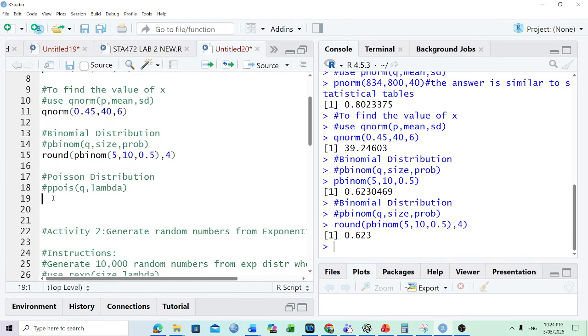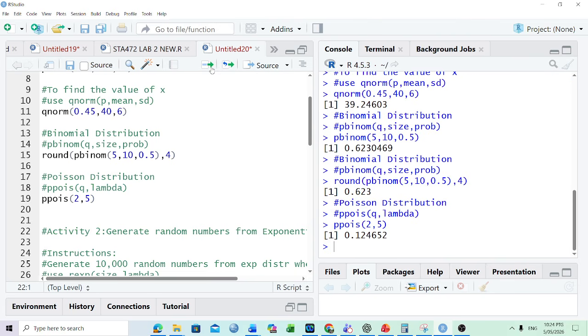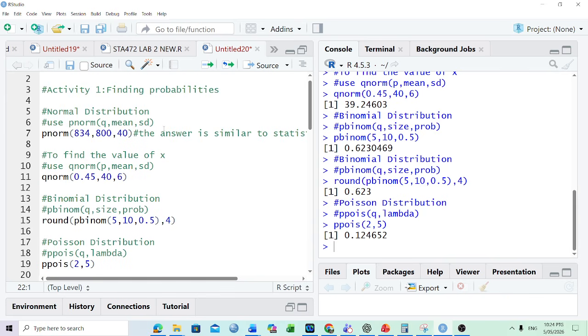And then we just do ppois, q is equal to 2, lambda is equal to 5. Okay, so the probability is 0.124652. Thank you.